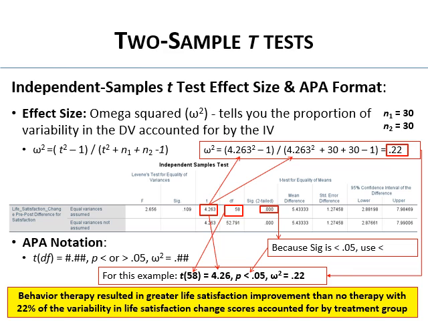So the take home for grandma: behavior therapy resulted in greater life satisfaction improvement than no therapy, with 22% of the variability in life satisfaction change scores accounted for by the treatment group, which group they were in. So I hope that makes sense.